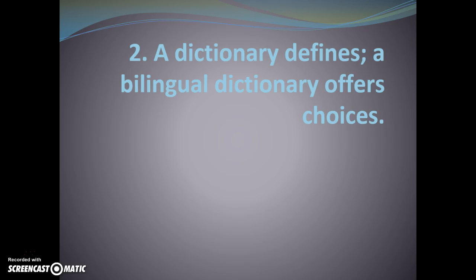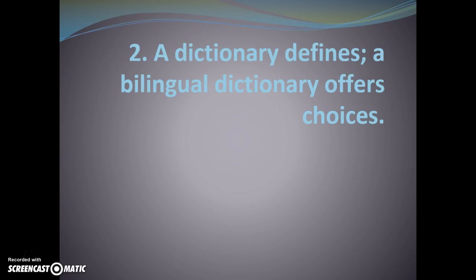Okay, let's look at number 2. A dictionary defines, a bilingual dictionary offers choices. So what that means is, if you do not know what a word means in English, the bilingual dictionary is not going to help you. If we go back one slide and look at, for example, canon over on the second column here, it's not going to define what a canon is for you. So if you don't know what that word means, you need to look it up in a normal dictionary. Okay, a bilingual dictionary is only going to offer translation choices for you.